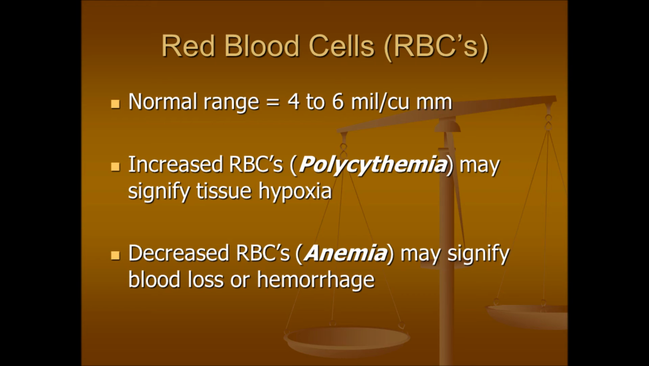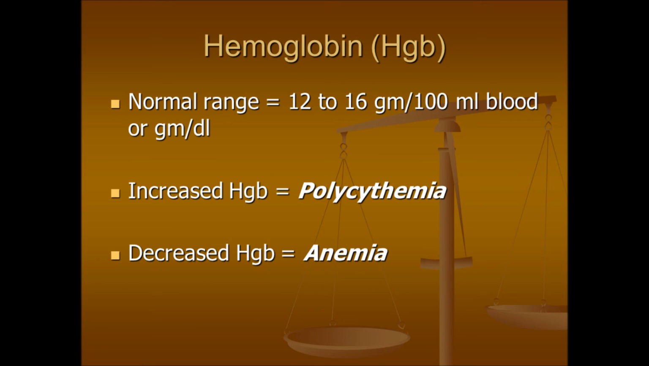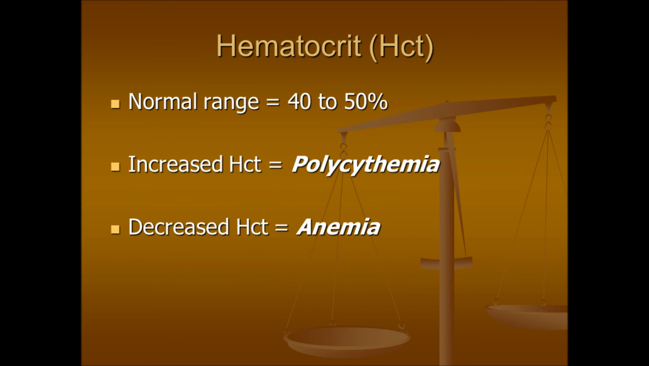Hemoglobin, the normal range is 12 to 16 grams per 100 milliliters of blood, or grams per deciliter, and it may also be presented as 14 plus or minus 2. If it goes up, polycythemia. If it goes down, anemia. Hematocrit is nothing but a percentage. What percentage of the red blood cells is hemoglobin? Normal is 40 to 50, and if hematocrit increases, then that's polycythemia. If hematocrit decreases, that's anemia. So red blood cells, hemoglobin, and hematocrit all increase or decrease at the same rate. White blood cell count, your WBCs.